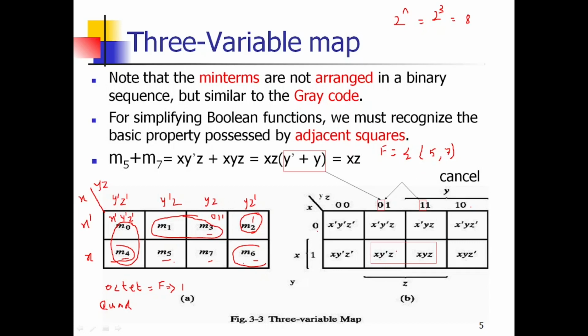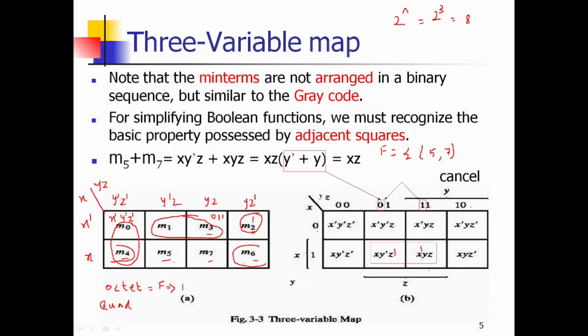So for the square M5, we can mark 1 here. Plot a 1 here, and 6, 7. So this is 7. Okay. So here a 1 have to be plotted. So these two are adjacent.